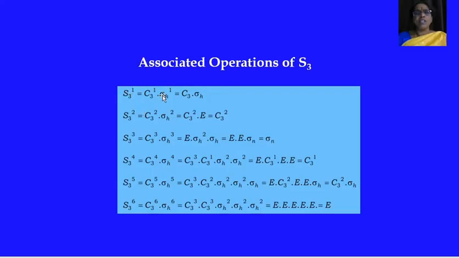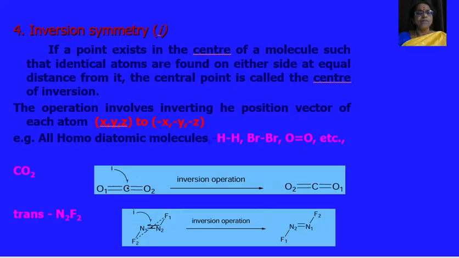S3 to the power 1 means C3 to the power 1 and sigma h, C3 into sigma h. S3 to the power 2 means C3 squared, sigma h squared. Sigma to the power 2 is identity, therefore C3 squared. S3 to the power 3 is C3 to the power 3, sigma h to the power 3. This is odd, therefore we get sigma h, and identity from the C3 cubed. S3 to the power 4 is C3 to the power 4, sigma h to the power 4, so the final answer is C3 to the power 1. Finally, for S3 to the power 6, we will get identity. Similarly, we can write the remaining operations.